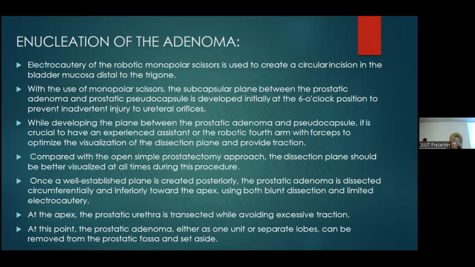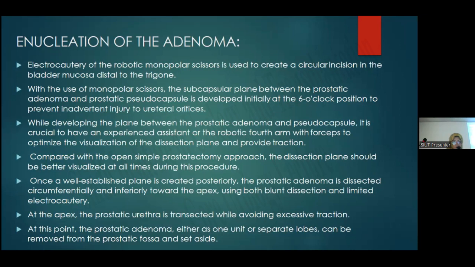Next, the enucleation of the adenoma is done with the help of electrocautery with a robotic monopolar scissor to create a circular incision in the bladder mucosa distal to the trigone. With the use of the monopolar scissor, the subcapsular plane between the prostatic adenoma and the prostatic pseudocapsule is developed initially at the 6 o'clock position to prevent inadvertent injury to the urethral orifices. While developing the plane between the prostatic adenoma and the pseudocapsule, it is crucial to have an experienced assistant or the robotic fourth arm with forceps to optimize the visualization of the dissection plane and provide traction.